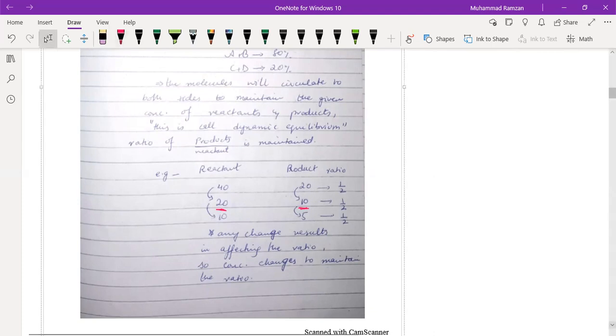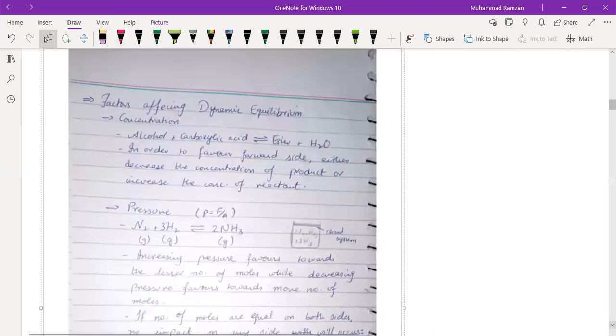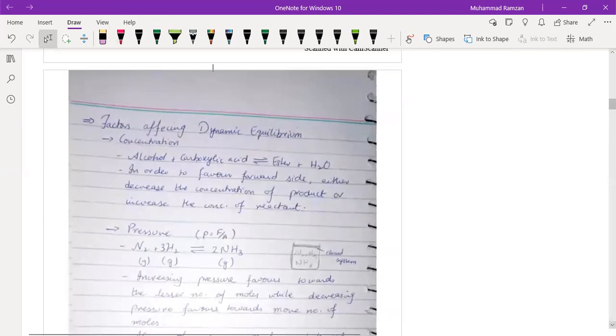Next is factors we discussed in AS. In AS, we also discussed concentration. If you want to favor the forward side, there are two ways. Asad, can you recall what are the two ways? Increase the concentration of the reactants or decrease the concentration of one of the products. It means you can move the reaction to the forward side.